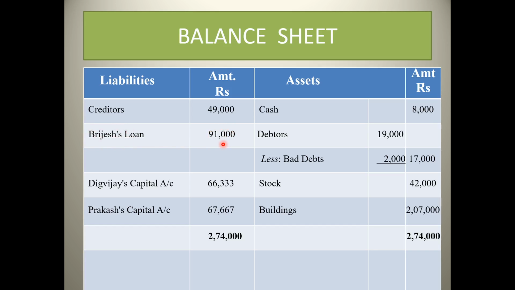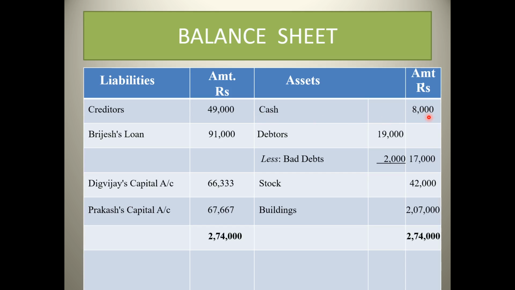Here we have to think that Bridges gave a loan to the firm, so unless the firm is able to make the payment of Bridges' loan, the firm has to pay 6% rate of interest per annum. Depending on how many months or days later the payment is made, that amount of interest is payable to Bridges. That calculation can also sometimes come, and we will calculate that. Now creditors, as on the liability side, 49,000 we are considering. So the total of the liability side of the balance sheet is 2,74,000.